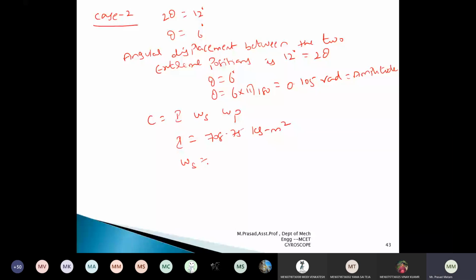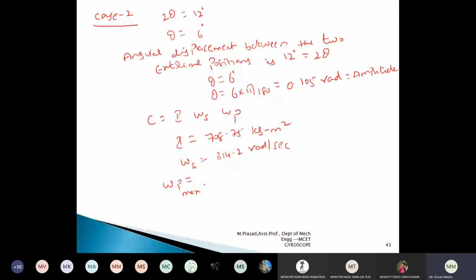Earlier we have solved steering motion: 314.2 radians per second. And lastly we are getting it as omega p. When you are having steering motion, omega p we have written as v by r. Now for pitching motion, omega p is no more v by r. I am writing for the maximum angular velocity along the precession motion.